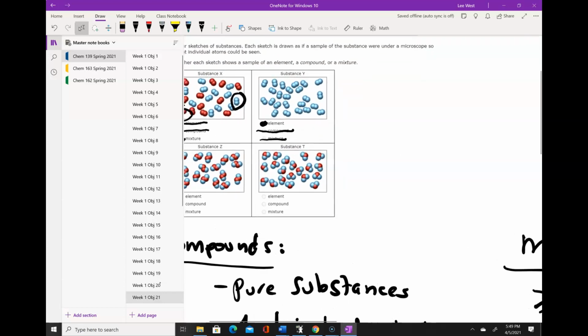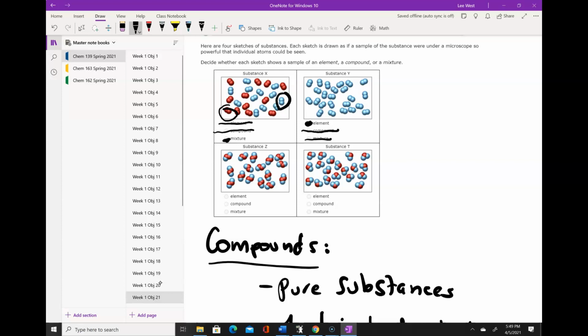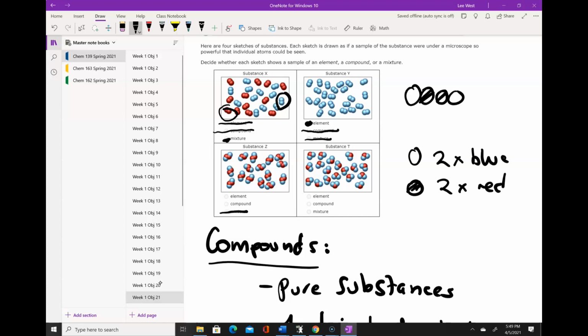Now Z, I want to look at real close. When I look here, I can see that there is only one type of molecule present. It's the molecule that has two of the blue, and then it's also got two of the red. And the blues are kind of on the end, and the reds are in the middle. So every molecule sort of looks like that. The fact that I only have one type of molecule present tells me that it's not a mixture. And then the second thing is that I've got two different types of atoms there, so it can't be an element. It's got to be a compound.